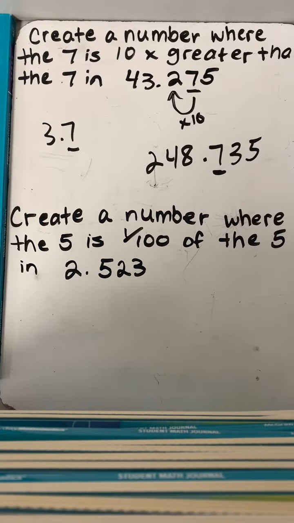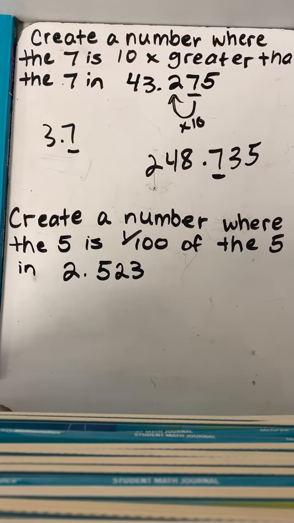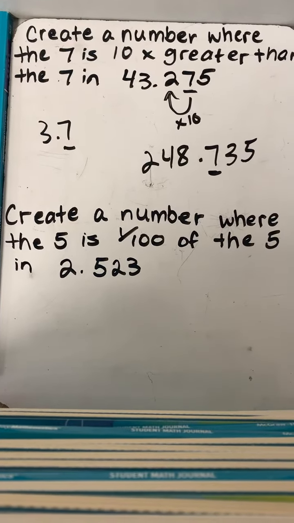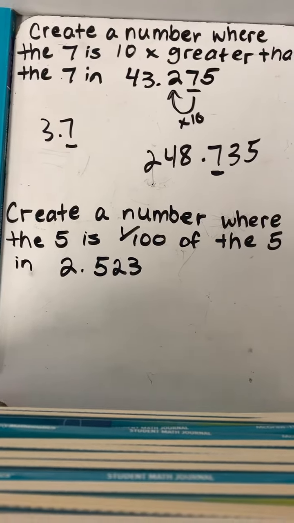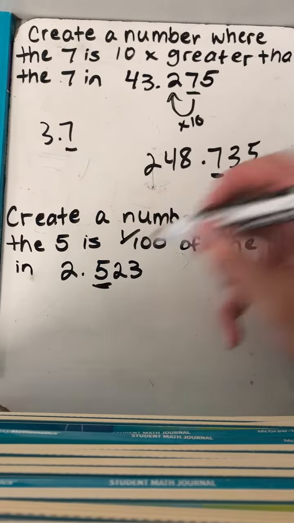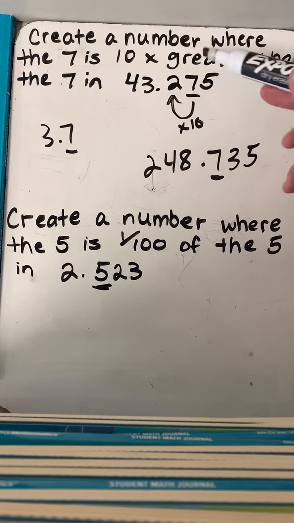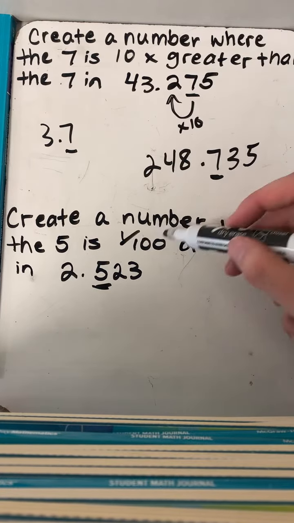The next rule, a little bit trickier, but the same concept. Create a number where the 5 is 1/100th of the 5 in 2 and 523 thousandths. So now we have a 5 in the tenths place. We're not multiplying, we're not getting greater. This time we're dealing with a fraction.